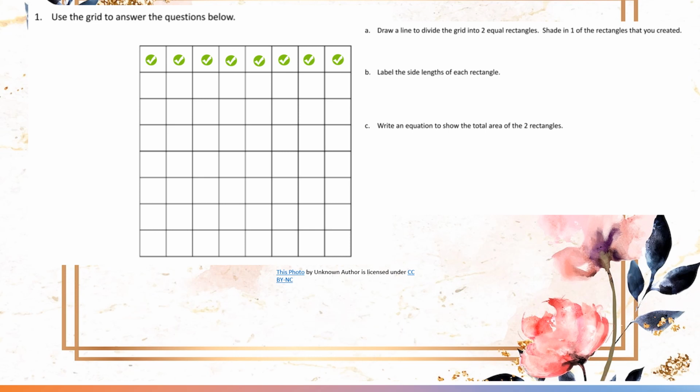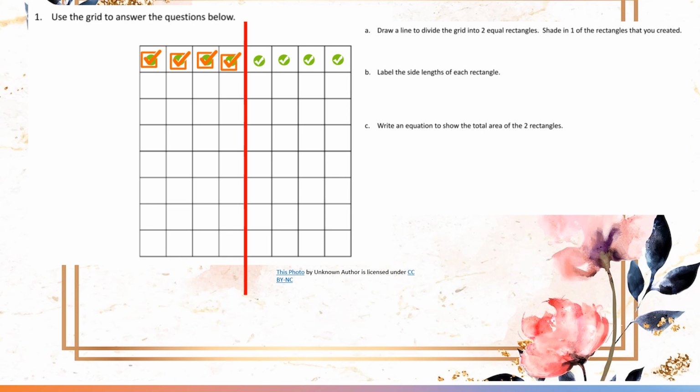Well, what's half of 8? Because I want to divide it equally. What is half of 8? 4. Right, so I'm going to count out 4 units across the top. 1, 2, 3, 4. And then I'm going to draw my dividing line right here. Right there. So you should have a dividing line right there.